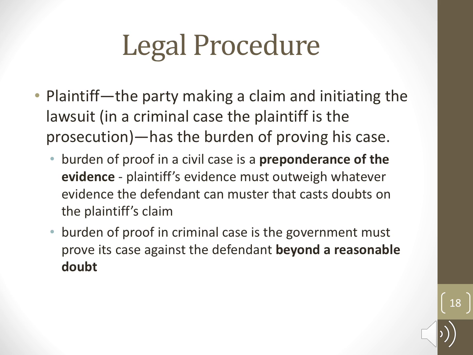The burden of proof in a civil case is called the preponderance of the evidence, which means that plaintiff's evidence has to outweigh whatever evidence the defendant can bring that casts doubts on the plaintiff's claim. Preponderance of evidence really just means more likely than not. So if we're talking about plaintiff presenting evidence, it needs to be 51%, right? Just more than defendant's weight of the evidence. In a criminal case, the burden of proof is much higher, and that's beyond a reasonable doubt.